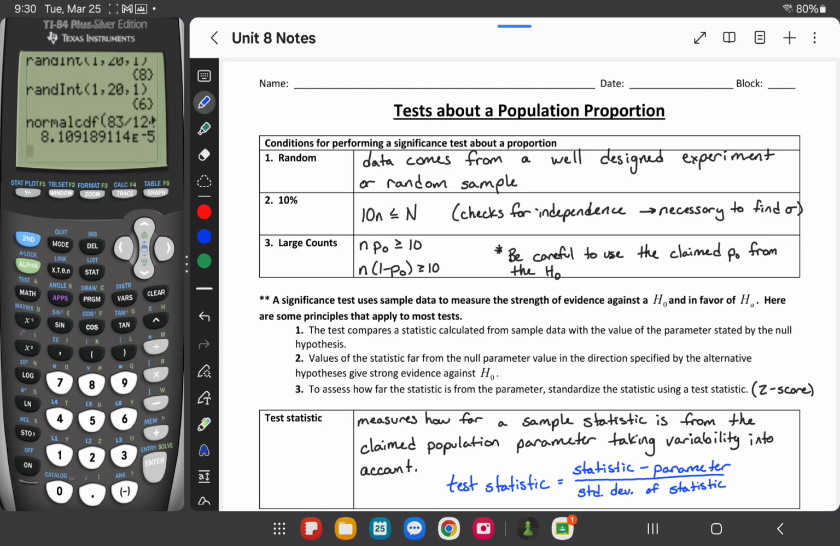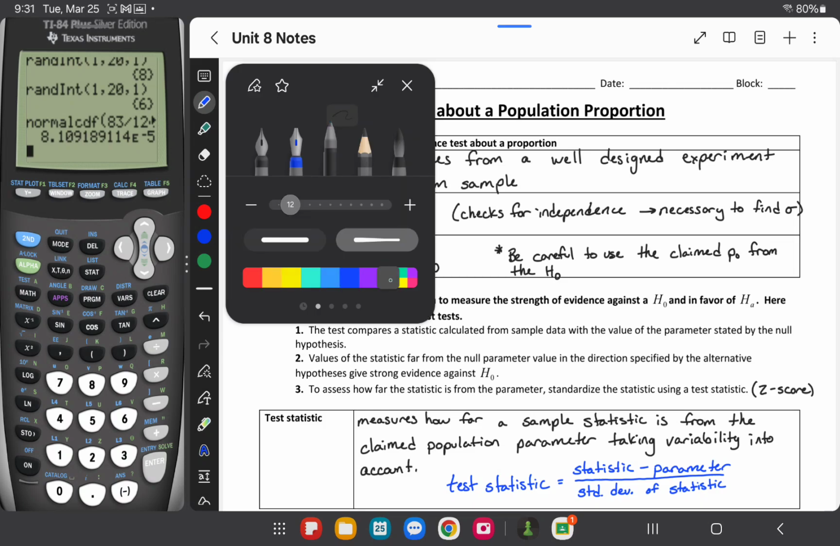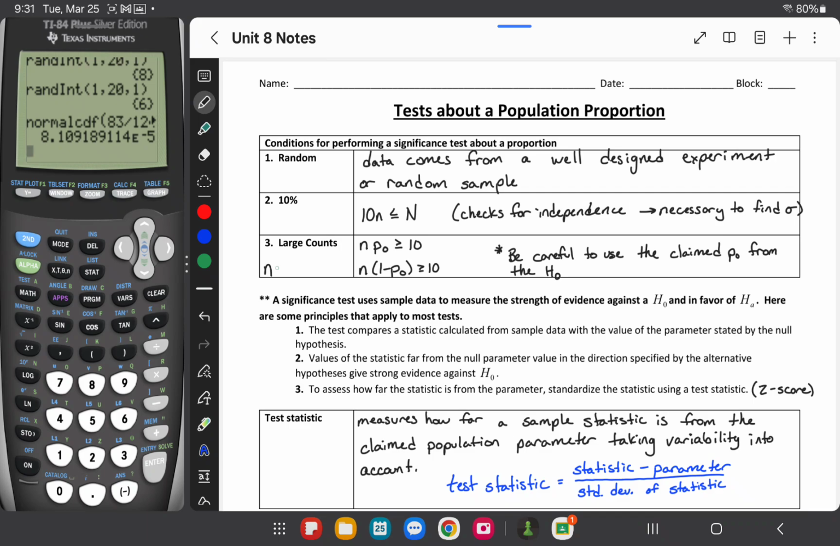And then last but not least is large counts. That's going to be n times p null needs to be greater than or equal to 10, and n times 1 minus p null also needs to be greater than or equal to 10. Remember, that's what we use in order to establish that it is an approximately normal sampling distribution. And notice that we're using p null. That is the claimed proportion from our null hypothesis. So just to make sure we understand, this is not the one that we actually get from our sample, but what is actually being claimed.